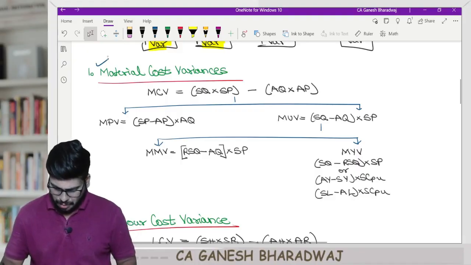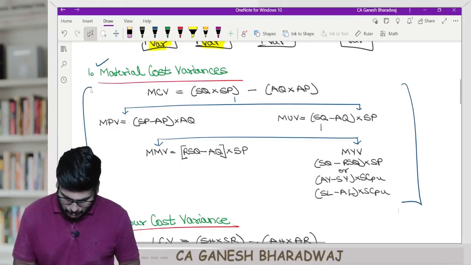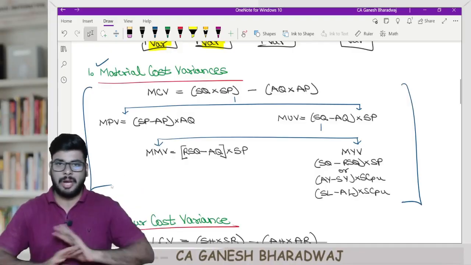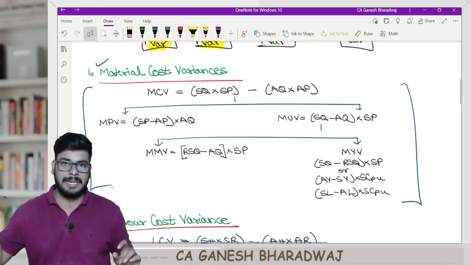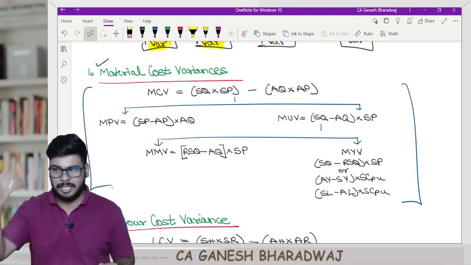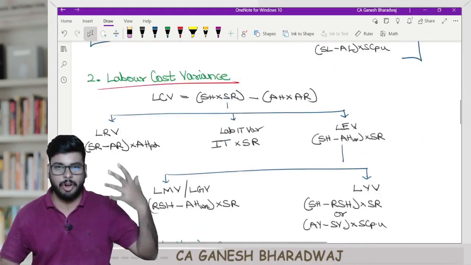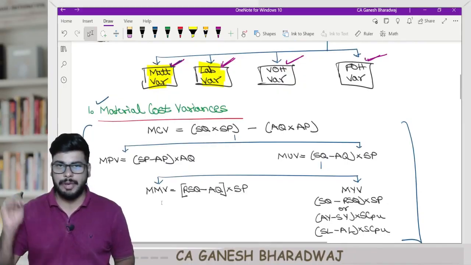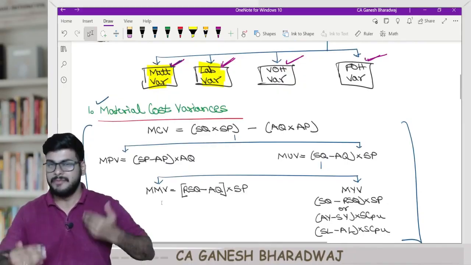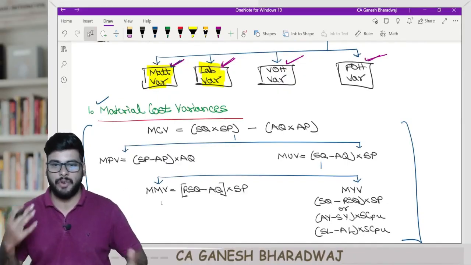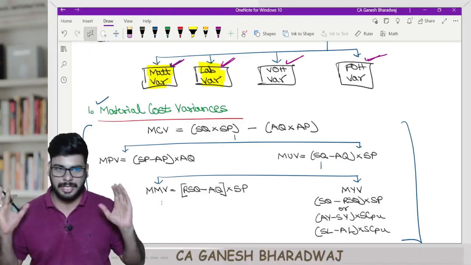Clear with this? Now this entire chart, that's about it. You will be able to completely finish this material cost variances. Now first I will do all the formulas, all the concepts that are involved in this chapter, and as I told you, we will do one full comprehensive sum where we will be applying all these formulas logically. Clear with this, guys? Right?